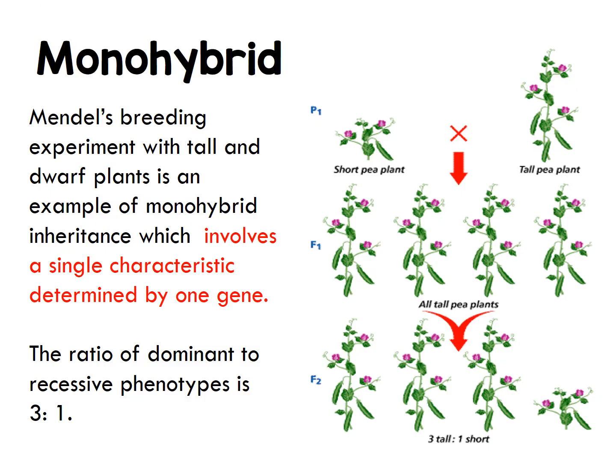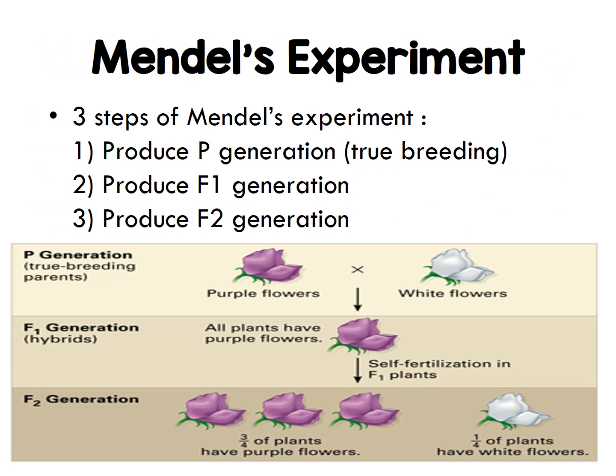Mendel's breeding experiment with tall and dwarf plants is an example of monohybrid inheritance, which involves a single characteristic determined by one gene. So the ratio of dominant to recessive phenotype is 3:1, as shown in the right diagram. Mendel's experiment involved 3 steps. The first step is to produce a P generation through breeding. As you can see in the figure, purple flowers are crossed with white flowers, which later produce the F1 generation that we call hybrid.